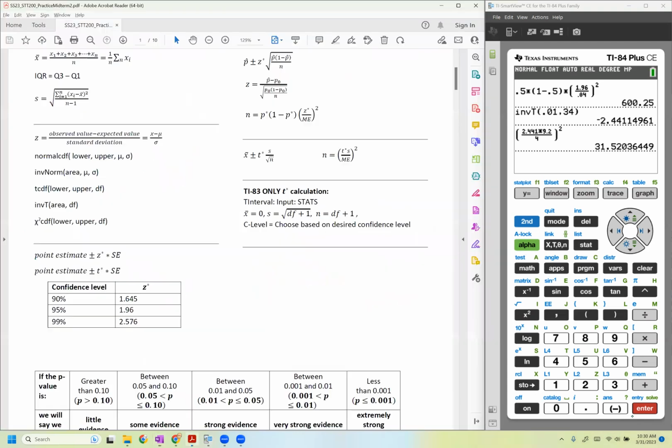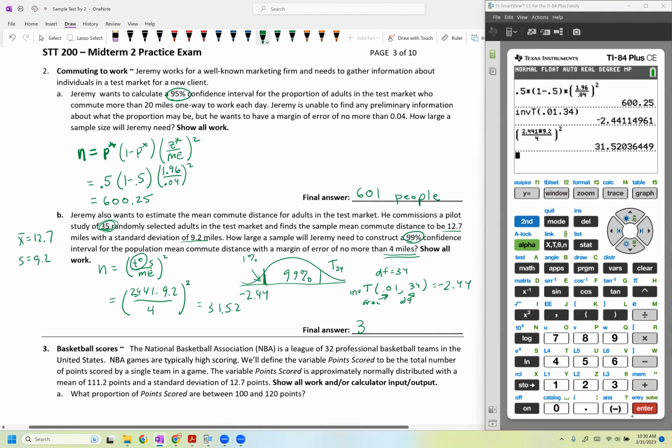Do you have the right formula there? Yep, that's the right formula. Oh, I know where I screwed up. Sorry. Okay, let's do a correction here.